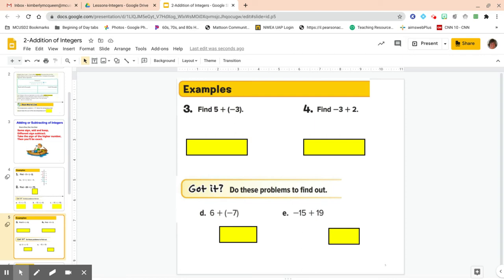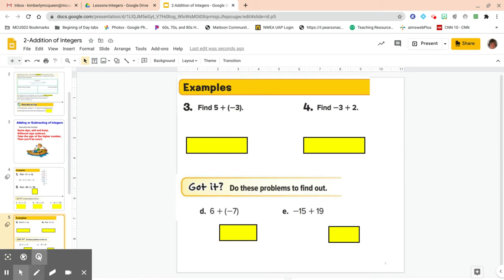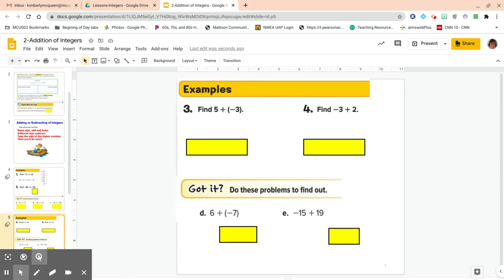Number 3, 5 plus a -3. Two signs right next to each other? Yes. Okay, what do they become? Let's use blue. What do they become? They become 1 minus. 5 minus 3. Let's not read more into that than what we need to. Okay, I'll let you do 4 on your own, but letter D.